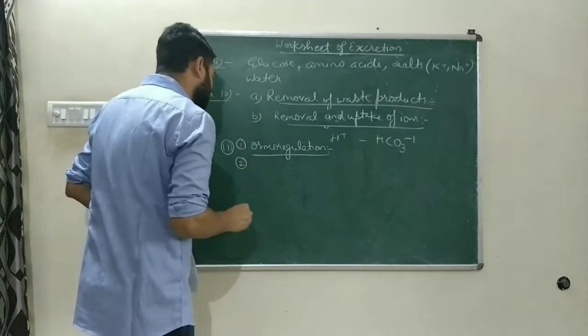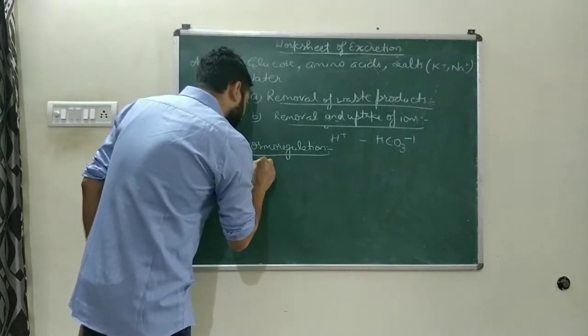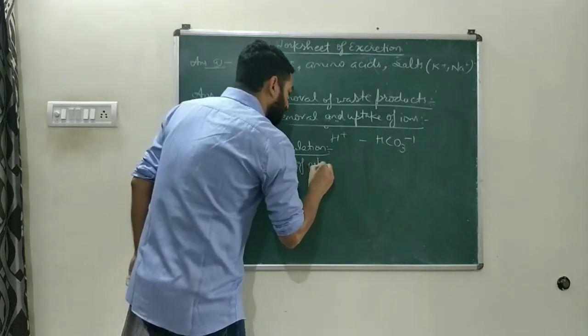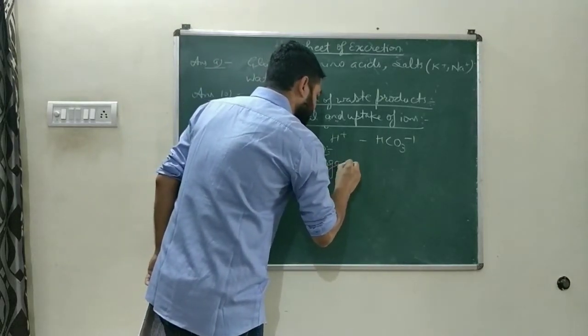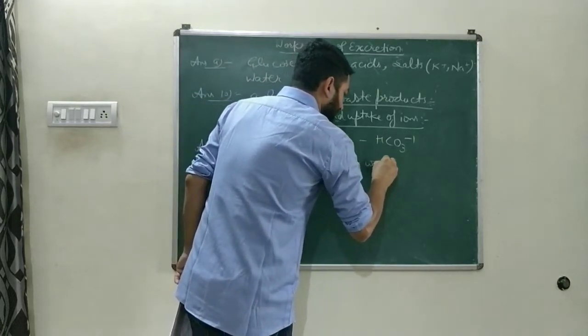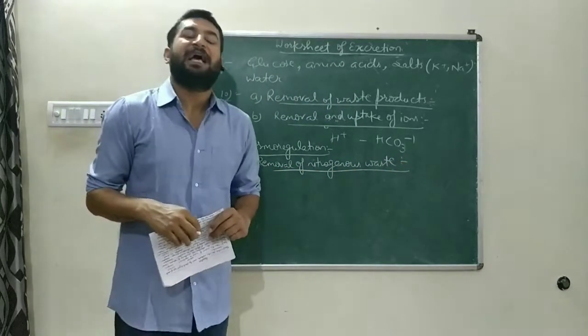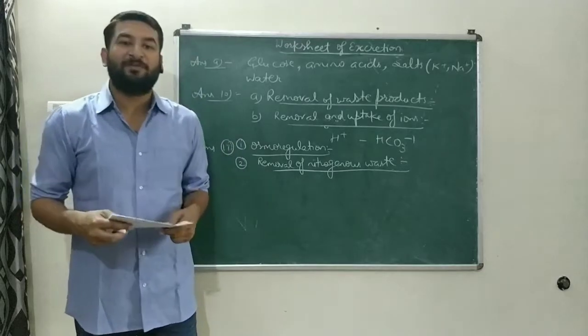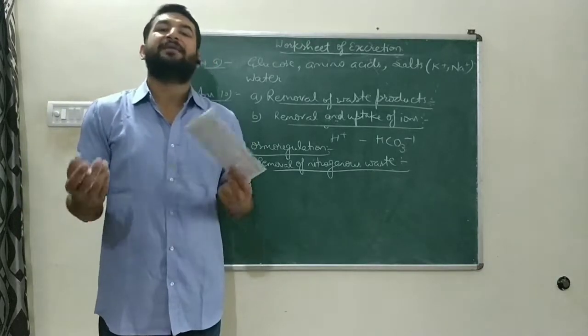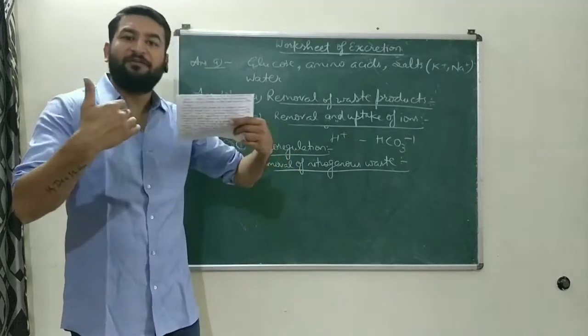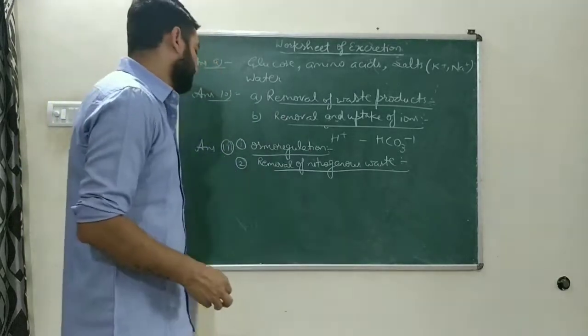Second function of kidneys is removal or excretion of nitrogenous waste. The nitrogenous waste of our body is urea, and that urea is removed by the kidneys in the nephrons in the form of urine. So that removal of waste products is done in the kidneys.